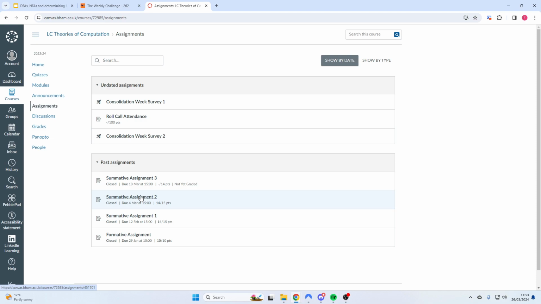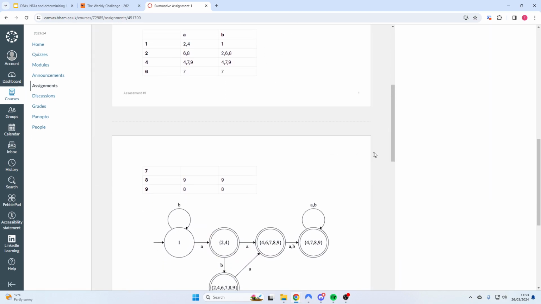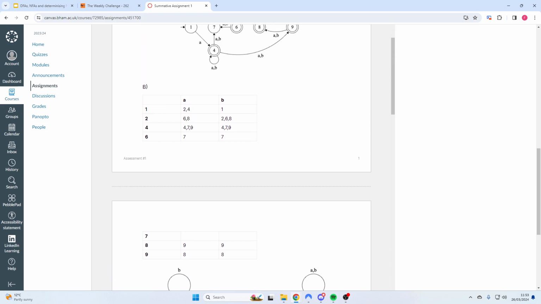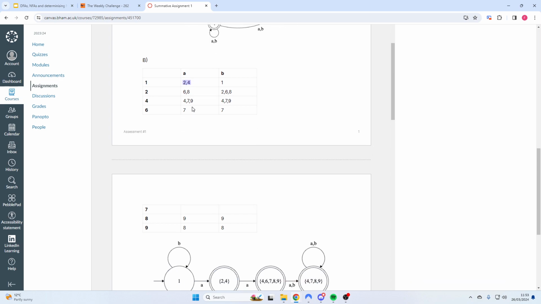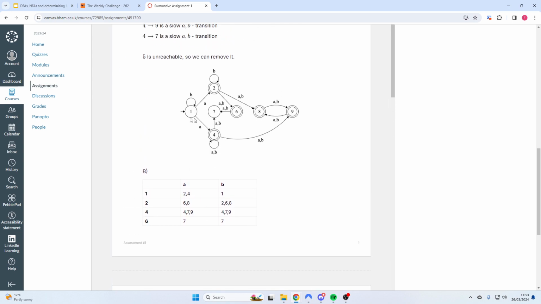But I think, was this assignment 1? Yeah, this is what I did in my assignment, even though I got the question wrong. If I'm at 1 and I have A, I could be at 2 or 4. If I'm at 1 and I went B, I could end up at 1. It gets more complicated here, because if I'm at 4 and I go A, I could be at 4, I could also be at 7, I could also be at 9.